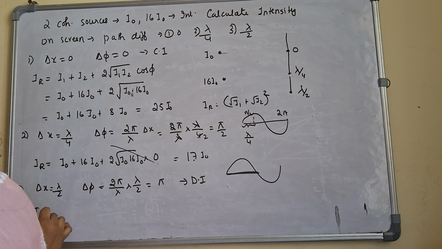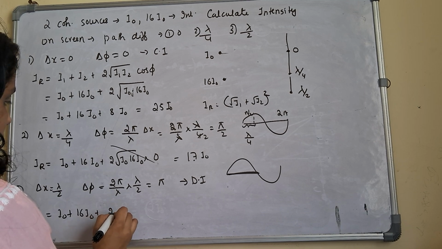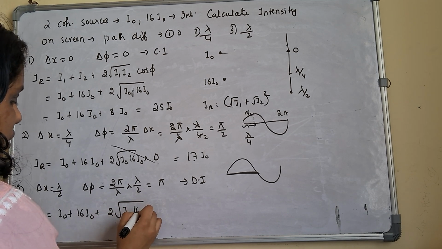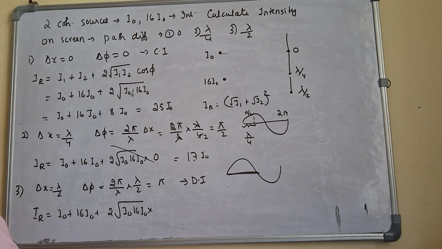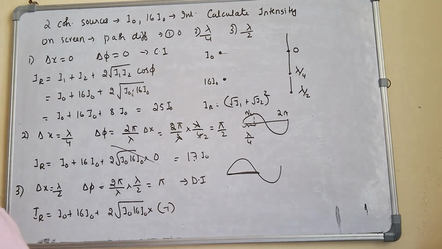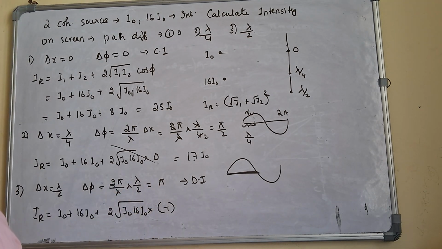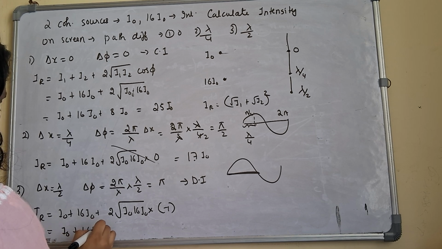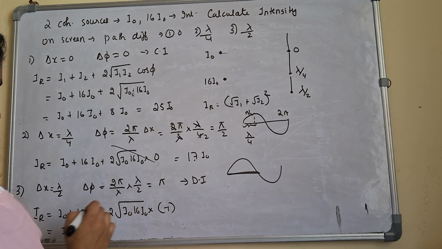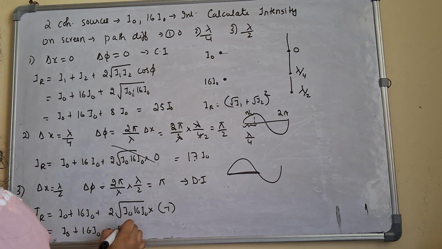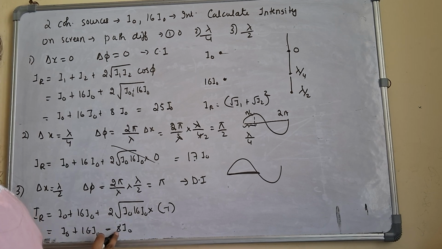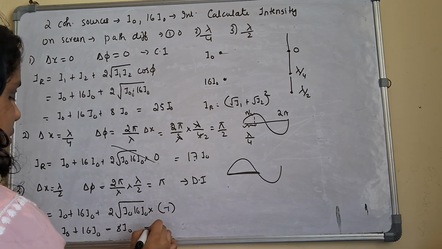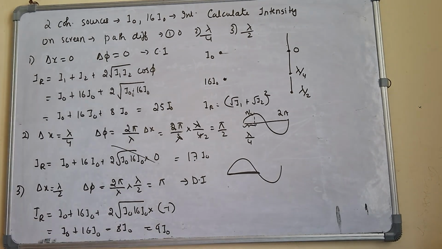So what is IR? I0 plus 16 I0 plus 2 into I0 into 16 I0 into cos 180. Cos 180 is minus 1, cos pi. So what you get here is I0 plus 16 I0 minus, this minus will come here, it will be 8 I0. 16 minus 8 is 8, 8 plus 1 is 9. So this is the intensity, 9 I0.